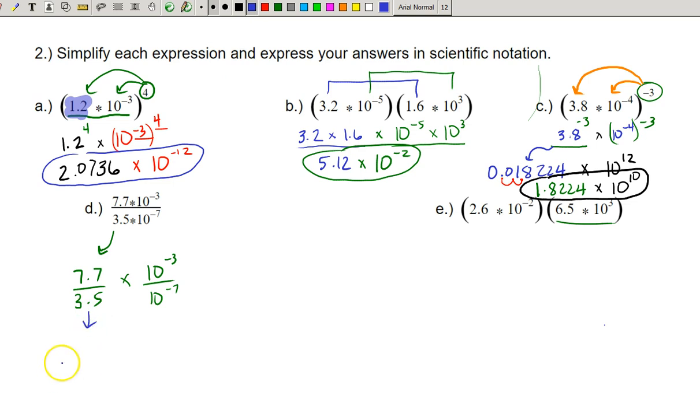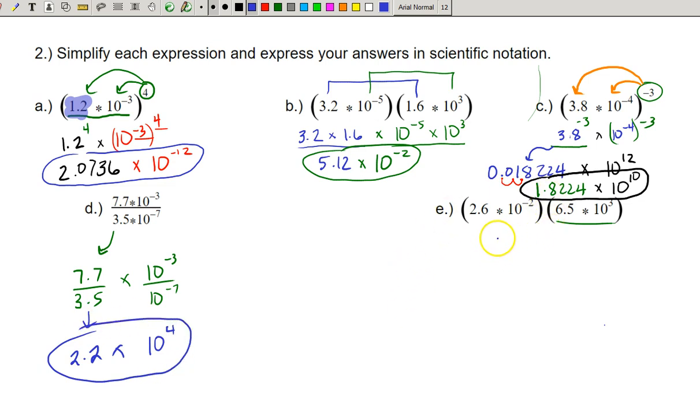So the first thing becomes 2.2. And then we go to the power of 10, in which case I'm going to subtract. So I have negative 3 minus a negative 7. So that's negative 3 plus 7. So that's 4. And that one is done.